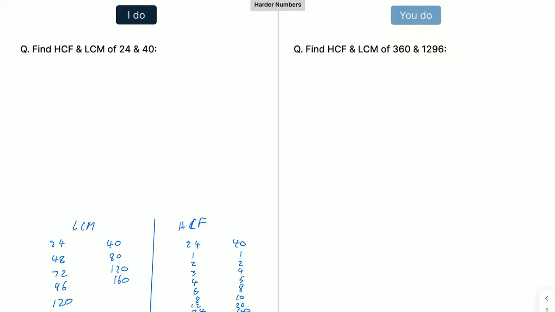Now, moving on, we can also use product of primes to find the LCM and HCF. Now, this is quite a common exam question. After they've asked you to find the product of primes, they can ask you to use that to find the HCF and LCM. So firstly, what is LCM and what is HCF?